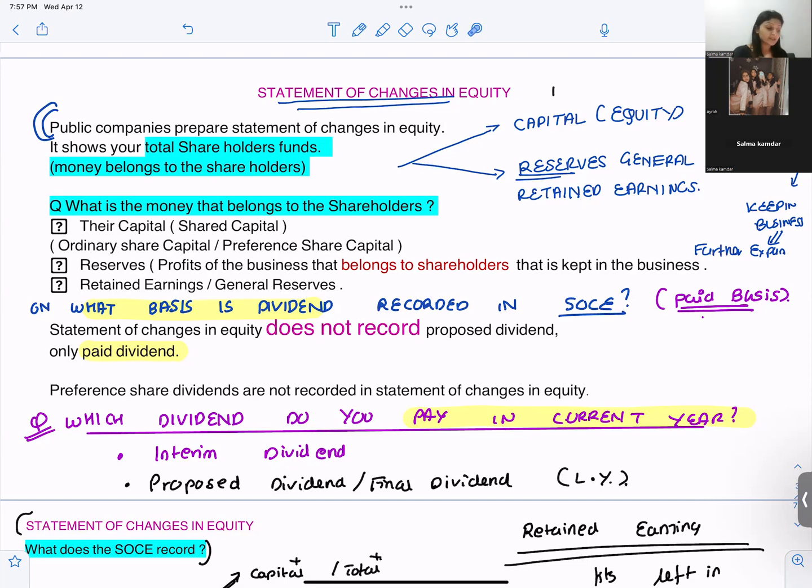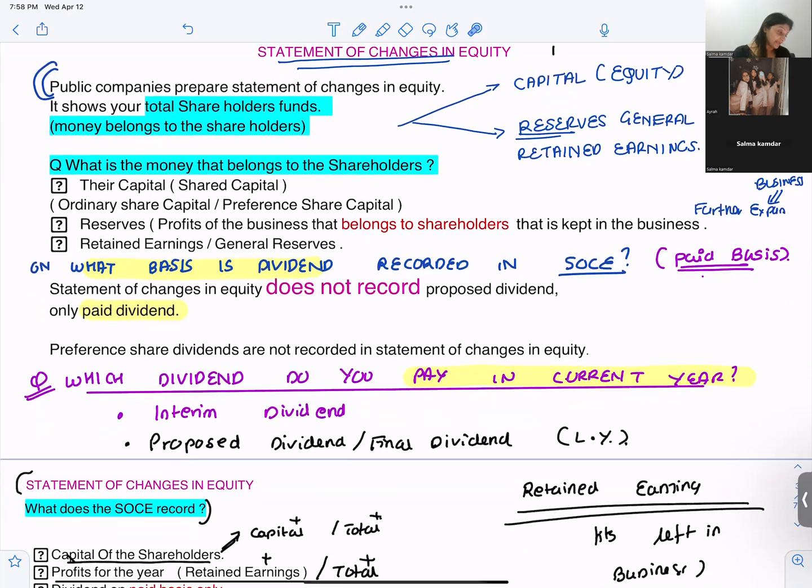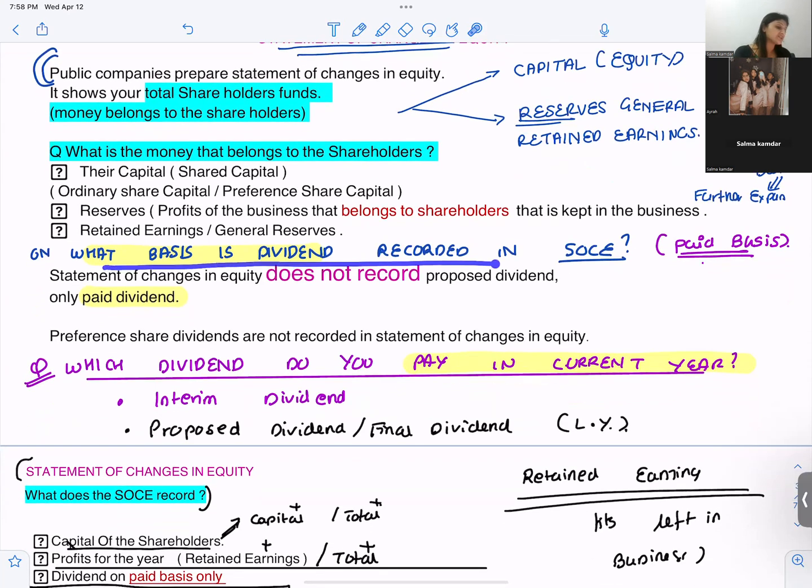So the profits that you keep in the business, it belongs to whom? To the shareholders, but it is kept where? In the business itself. Okay, so reserves are basically the profits that you have earned. And after earning this profit, the shareholders should take it back to their home. But they don't take it back to their home. They keep it inside the business. It belongs to the shareholders, but it is kept inside the business. So that is the part of your reserves or your retained earnings.